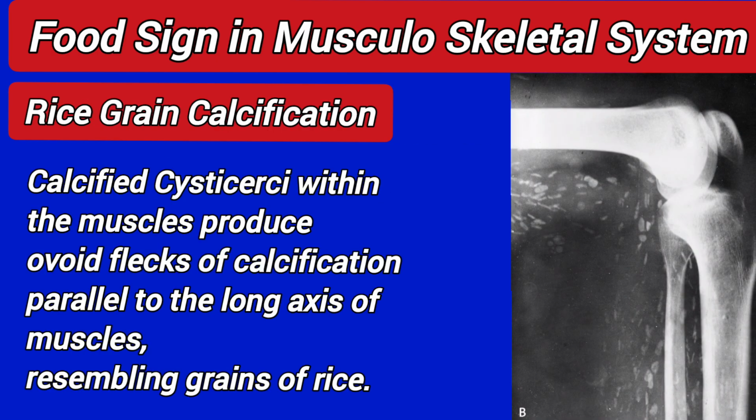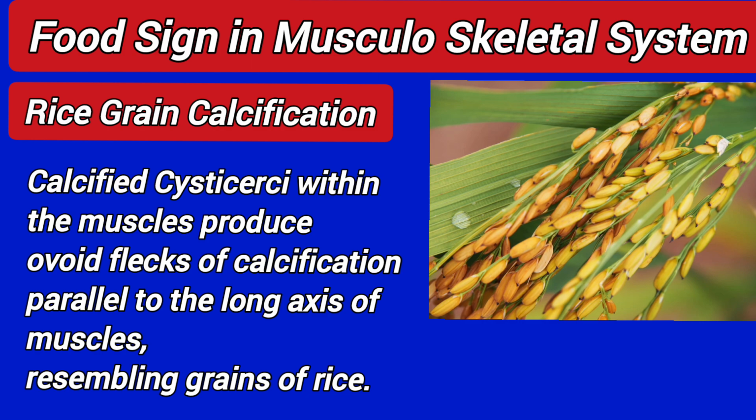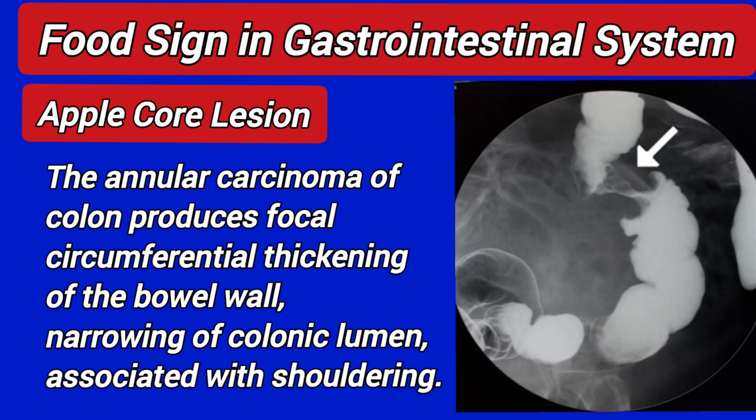Rice grain calcification. Calcified cysticerci within the muscles produce ovoid flecks of calcification parallel to the long axis of muscles, resembling grains of rice. Apple core lesion.